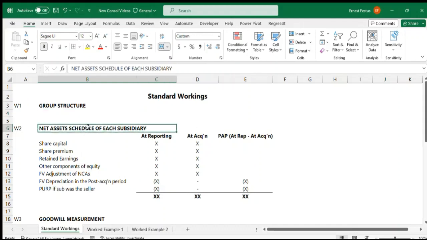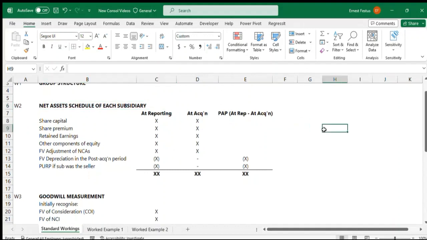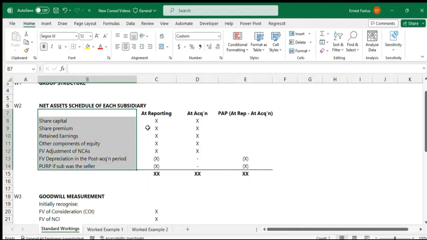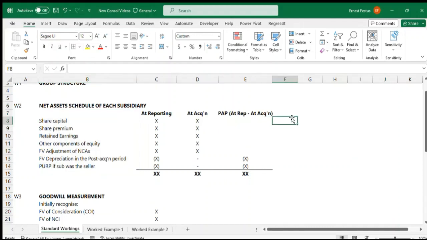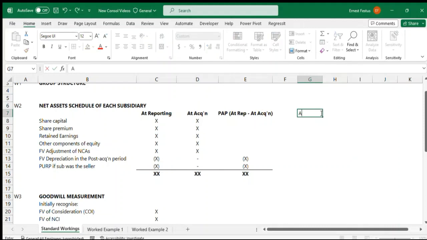Then the second working is the net assets schedule of each subsidiary. With the net assets, we know that this particular working contains, as the name goes, the net assets of the subsidiaries that are within the group. And this is named after the accounting equation, which we all know to be assets being equal to equity plus liabilities. And so when you make a change of subject, making the equity the subject, this is going to be assets minus liabilities being equal to equity. And so the assets minus liabilities is what we call the net assets, which is also known as the equity.